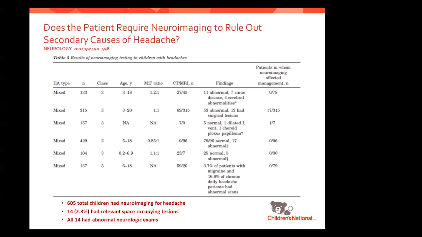So here's what the data shows. This is actually a meta-analysis of all of the series looking at pediatric headache and MRI findings. 605 children were studied amongst these 6 studies. Of those, only 2.3% or 14 of them had relevant space-occupying lesions, meaning incidental findings are thrown out here, but who has something in their brain that has to have an operation or something done surgically. Every one of those 14 children had abnormal neurologic exams. So a sufficient neurologic exam is sufficient to take away or add in the need for an MRI. So it's all about the exam, and we'll talk about what that exam looks like in a couple minutes.